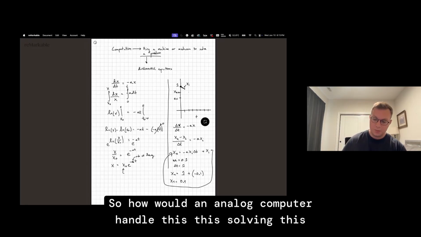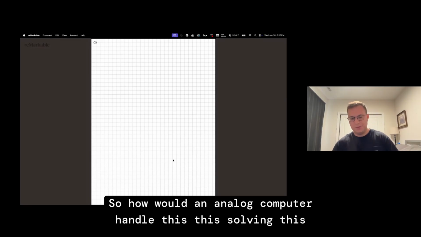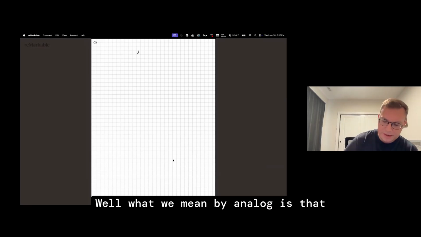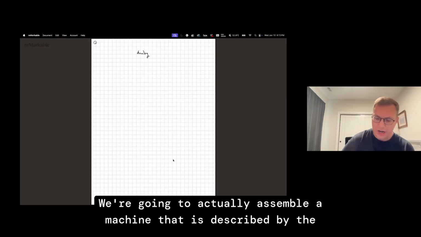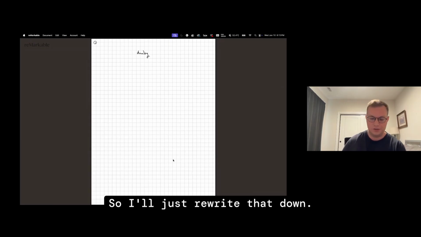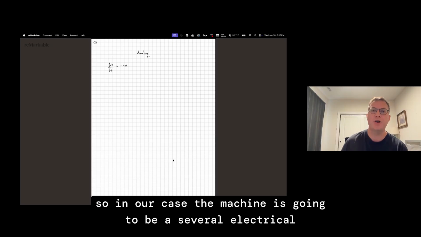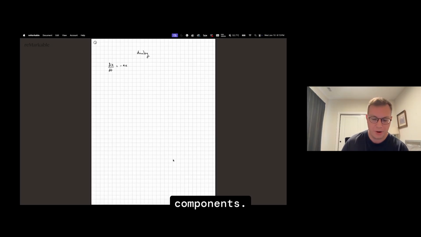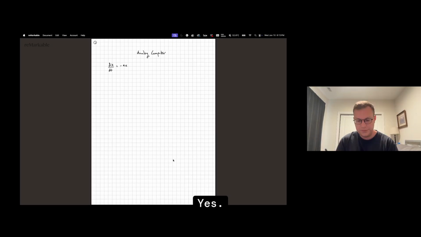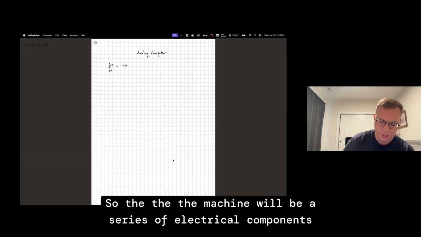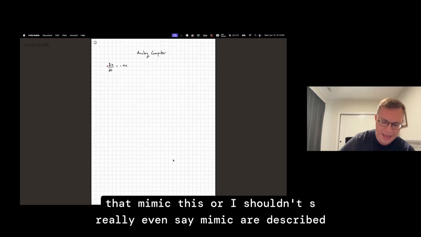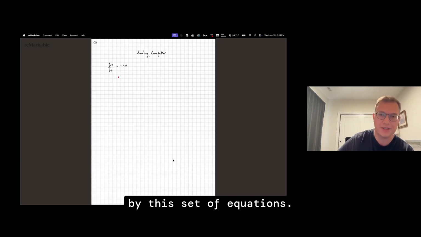So how would an analog computer handle solving this? What we mean by analog is that we're going to actually assemble a machine that is described by the differential equation we care to solve. So I'll just rewrite that down. In our case, the machine will be a series of electrical components that are described by this set of equations.